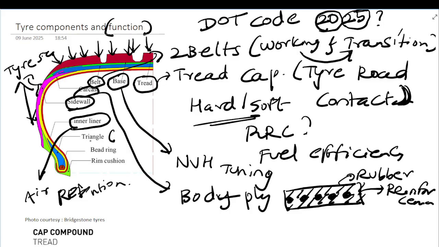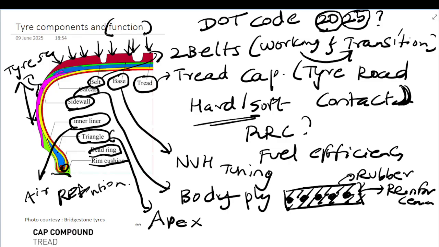And the next layer we have is called the apex, the triangle apex. This apex generally is a load transfer stiffness region. Where we said initially the load will come from the top and go through all these layers and come to the bead, and from the bead it is transferred to the rim cushion. So the bead is a metal layer which takes the load and gives it to the rim cushion.